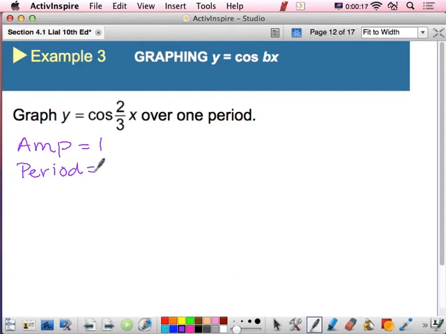The period is 2 pi divided by b. So it's 2 pi divided by 2/3, which is really 2 pi times the reciprocal. So if you divide by a fraction, you multiply by the reciprocal. Now, a couple of ways you could do this. You could go ahead and reduce the 2's and you'll see that that's 3 pi. Or you could just multiply top times top, bottom times bottom, and that will give you 3 pi. So that's how you find your period.